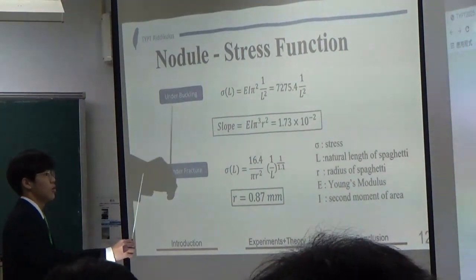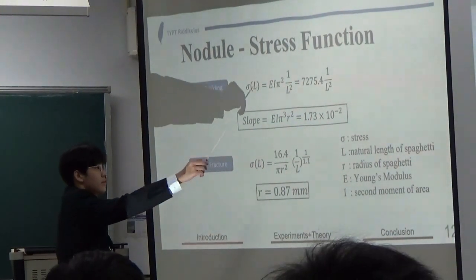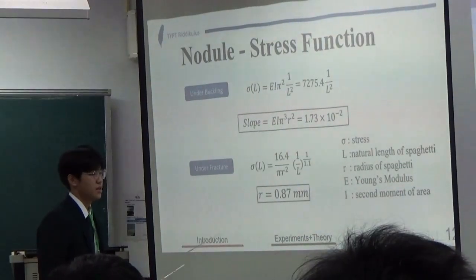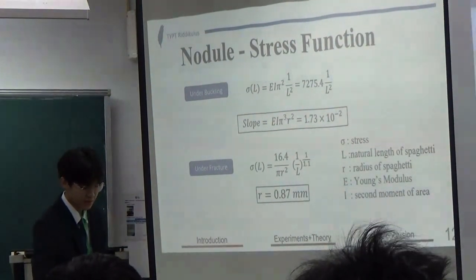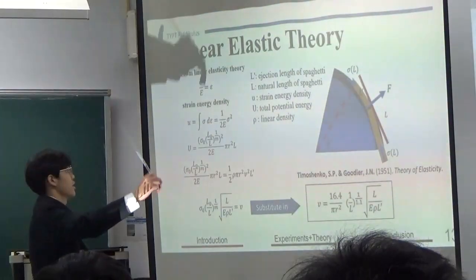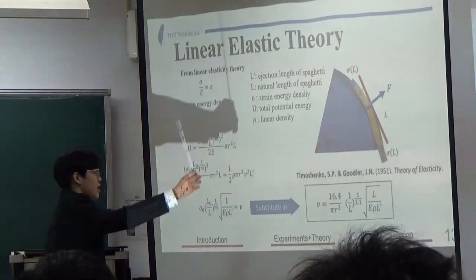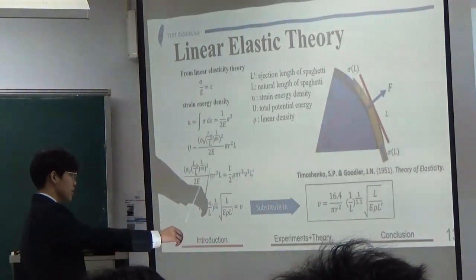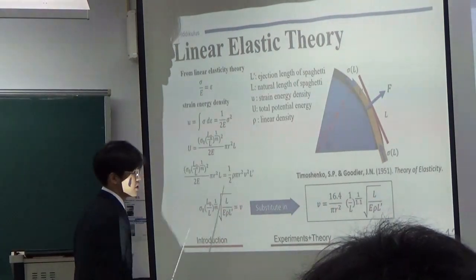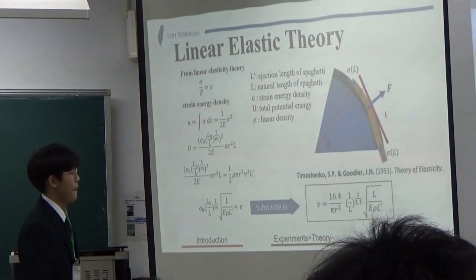Now it's my model of the stress function. Under two cases, we calculate the different stress functions. And now this is the linear elastic theory. We use the strain energy density to calculate the total potential energy. And we set the total potential energy equal to kinetic energy to get the equation of velocity. And we will derive this theory later.